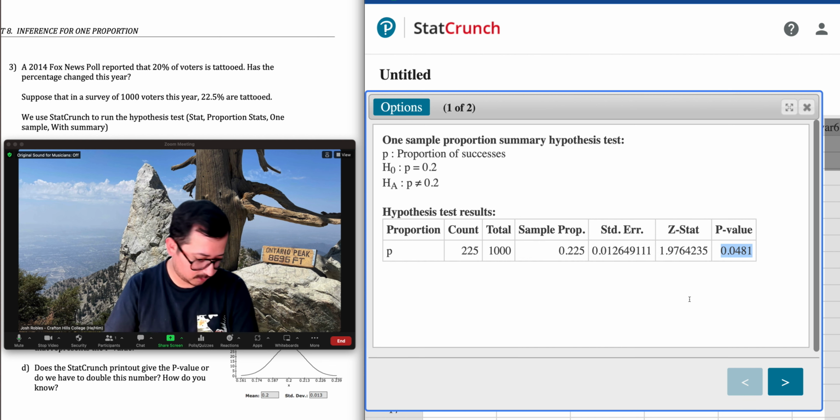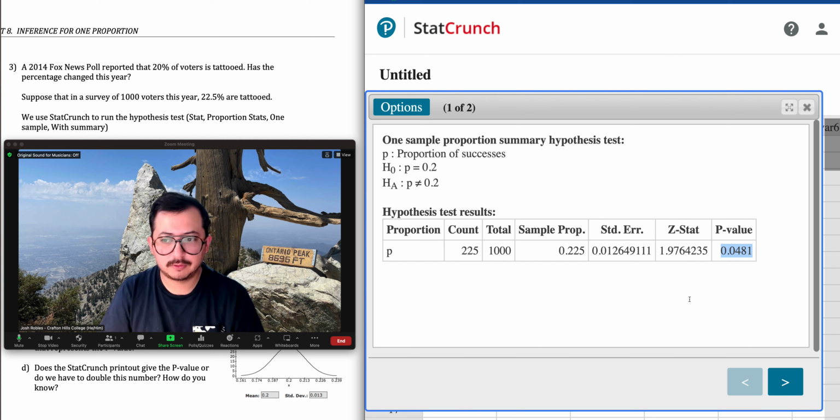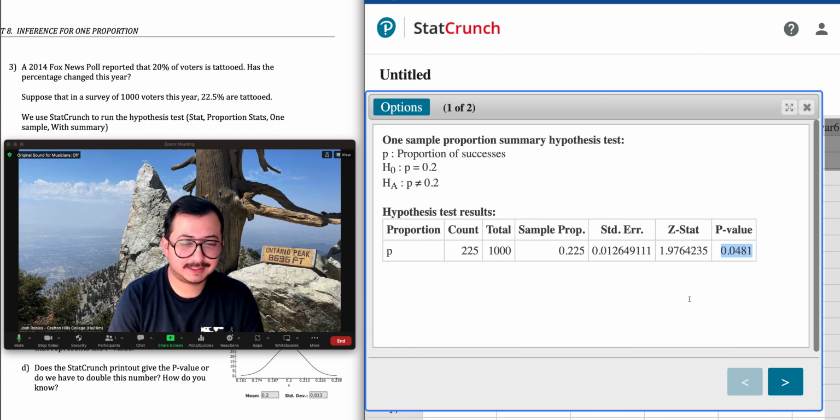That's the value that we are really here for. So 0.0481. So you should very clearly know what to do with p-values. The rest, it's good if you understand the z-score. Standard error, not as much. And the rest is what you inputted.